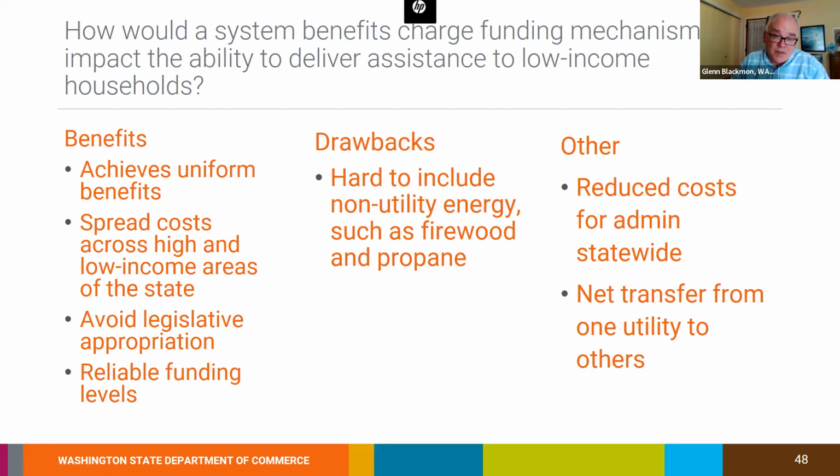So, benefits and drawbacks. Again, since it's a state fund, the state program would be able to define the benefits and assure uniformity. It would allow us to address what we've called earlier the rural utility dilemma, where at some point it becomes increasingly challenging for utilities that have a lot of low-income, high-burden customers to pay for that within their own system. So it allows for the spreading of costs across the state. Because it's a dedicated account, there's no legislative appropriation required. And so the funding presumably would be more reliable and predictable.